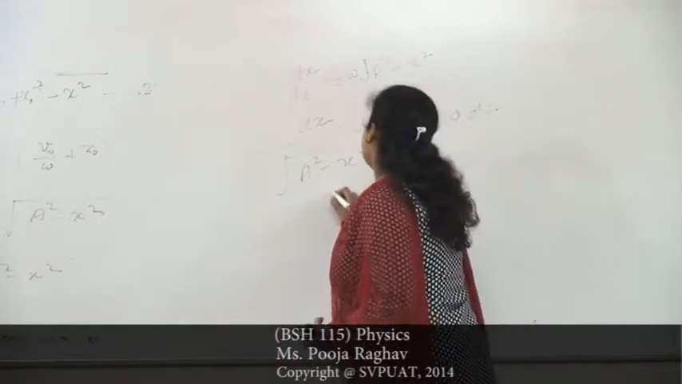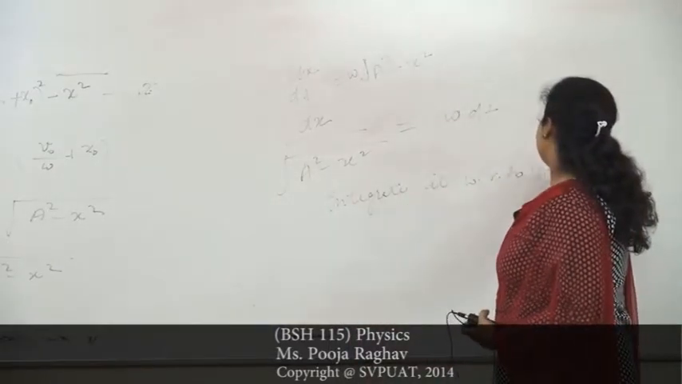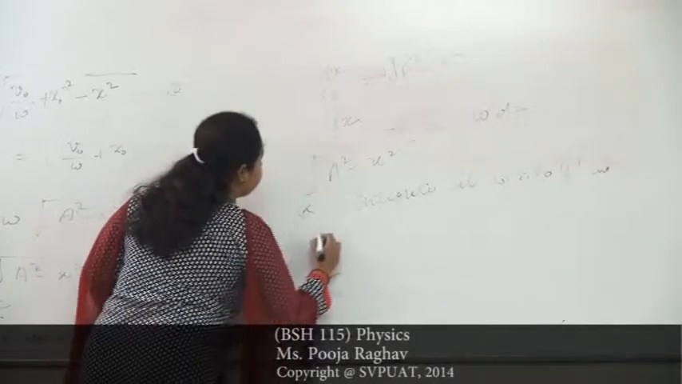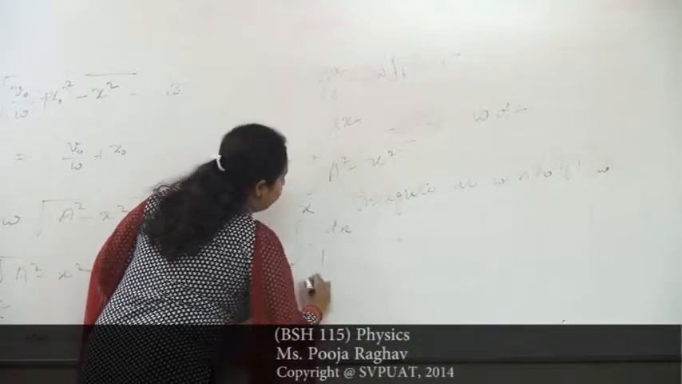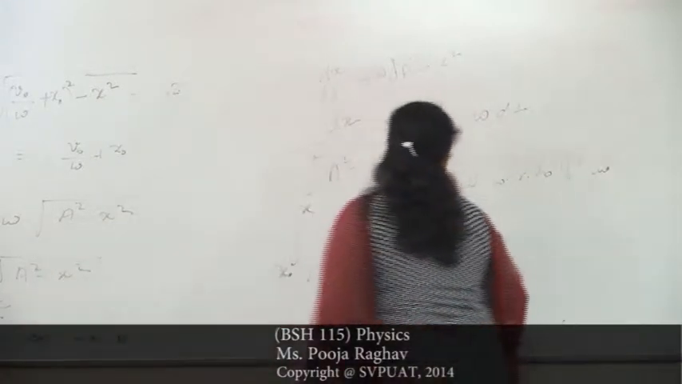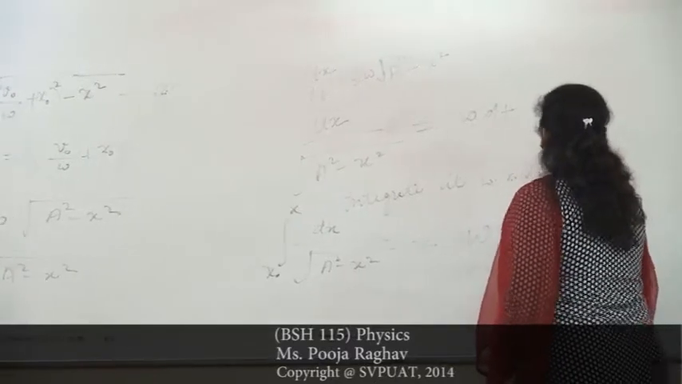Then we integrate it with respect to t and taking limits: x naught to x, dx over under root a square minus x square, equals omega, 0 to t, dt.